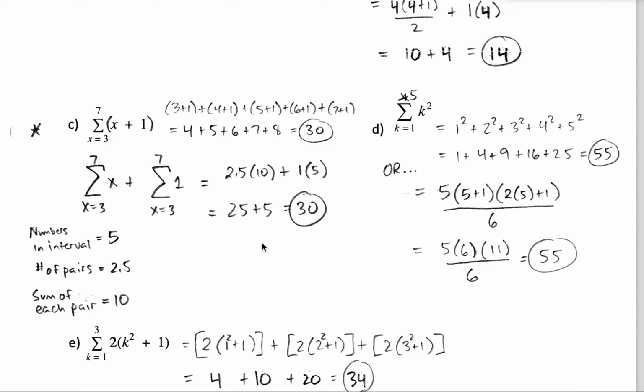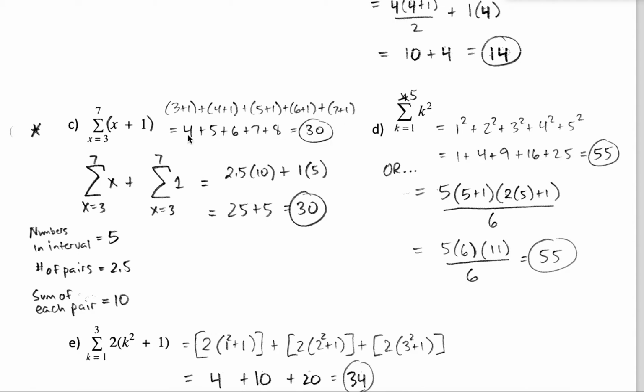All right, part C. This is the first time where we are trying to find the sum of something that doesn't start from 1. So instead, we're going to try and find the sum of numbers between 3 and 7, given the function x plus 1. We could go the long way. It's not too bad if we just plug a 3, a 4, 5, 6, and 7 in. We could add all of that up and get 30.